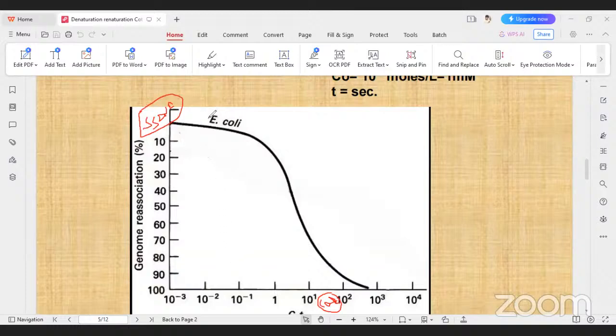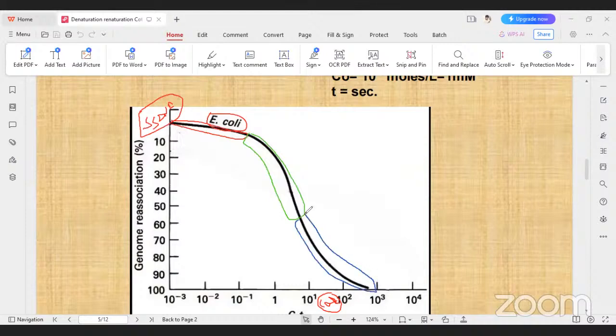Now in this time, the experiment is on the Escherichia coli genome. What happened first? First, highly repetitive DNA reassociated, later moderately repetitive DNA reassociated, and finally low repetitive DNA reassociated. High repetitive DNA is represented with red color. So red in color, this is high repetitive DNA. Next green color, moderately repetitive, and finally low repetitive DNA.